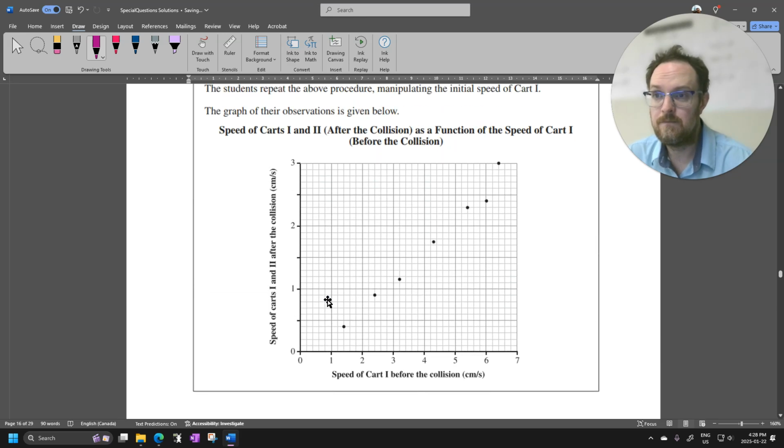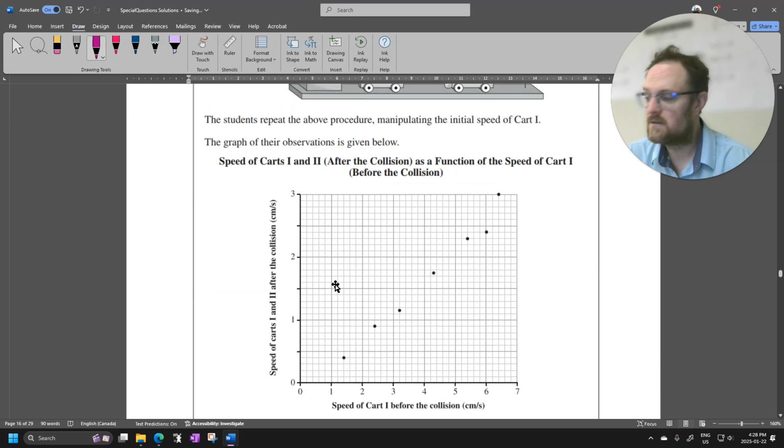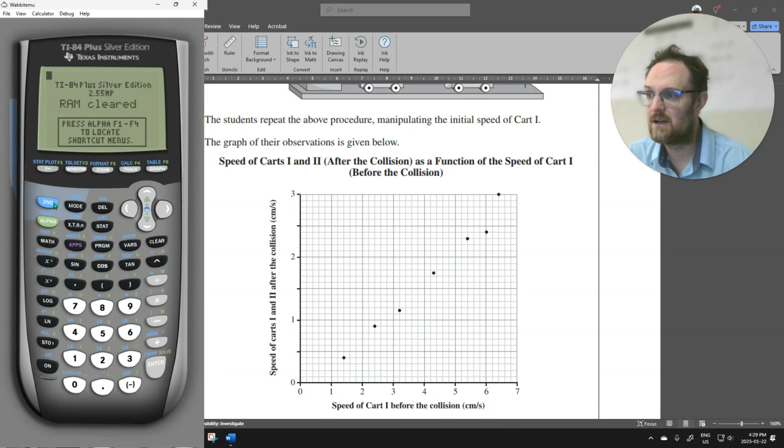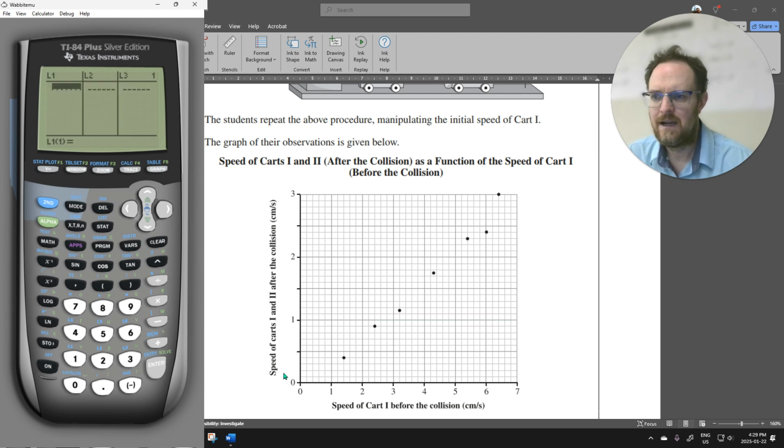So what I'm going to do is plot this, but I'm going to try to plot it as accurately as possible. That's why we have calculators. Everyone should have a calculator here. And we're going to go through this. I'm just going to go stat edit, and then put the dots in as accurately as possible.